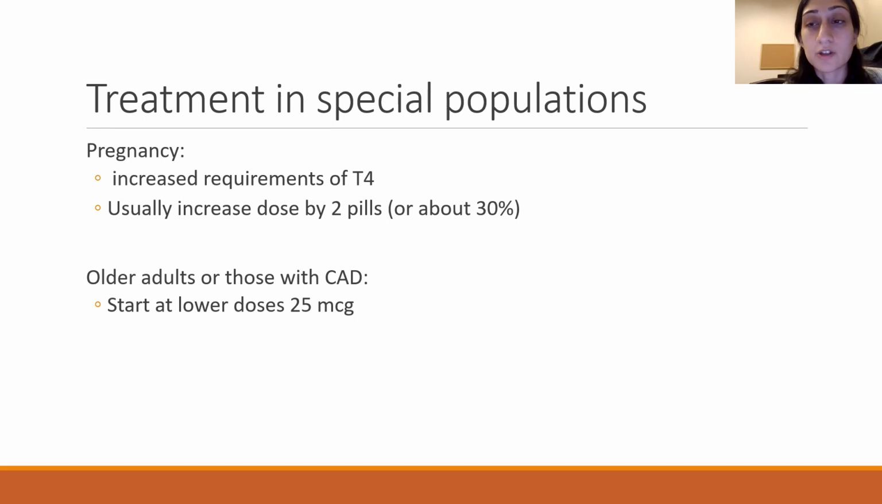And pregnant patients usually have increased requirements of thyroid hormone. So once a patient is pregnant, we want to check thyroid labs right away. Generally, they need an increased dose, about 30% of what they're already taking. So usually we increase their dose right away by an extra 2 pills, right in the first trimester. And then we check their labs monthly, especially in the first and second trimester during pregnancy. After they deliver, they generally go back to their normal pre-pregnancy dose if they were well controlled on that.